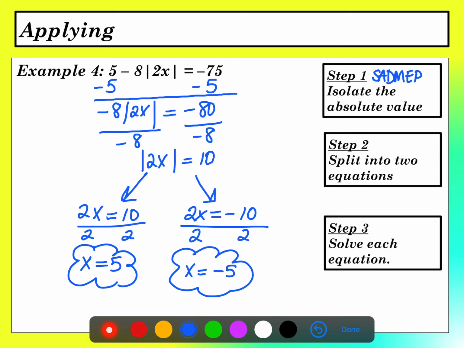All right, so just pay attention when you get something like 5 minus 8 in front. Make sure you're identifying what operation each number is doing. All right, so the 5 is really adding and the 8 is multiplying. And then you want to follow SADMEP order.